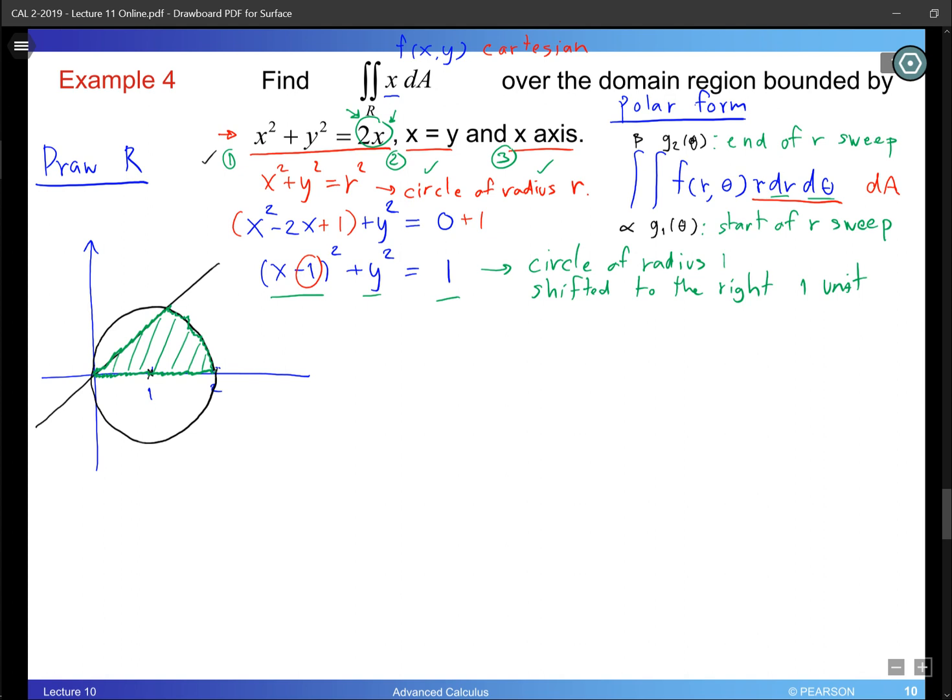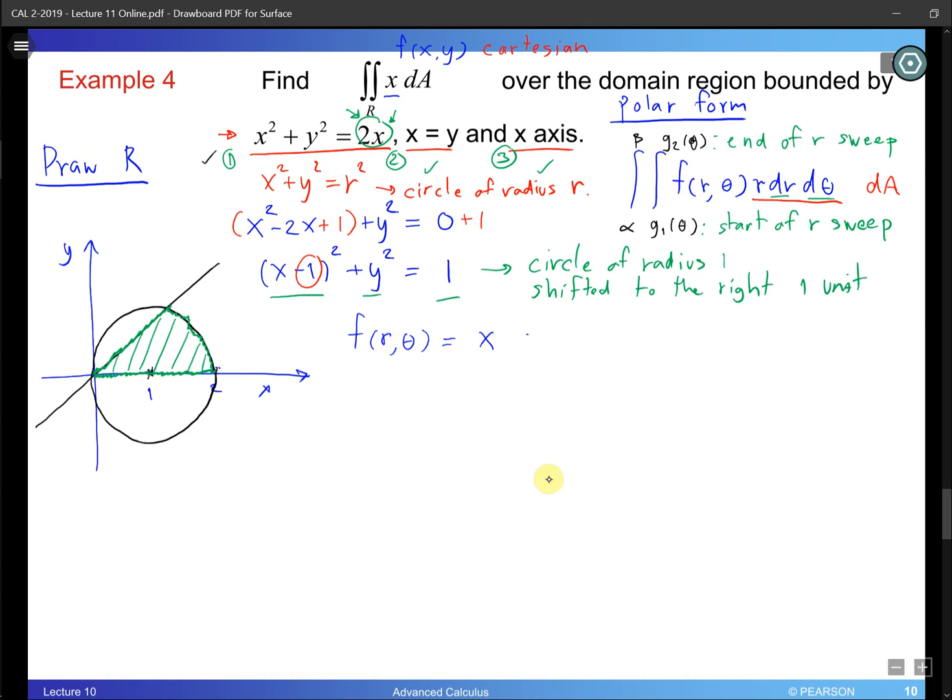Okay, so with this in our hand, we can start to look for all these 5 terms in the formula: f, g1, g2, alpha, and beta. So let's put some labels here. So the first thing we are supposed to find is this function f in terms of radius and theta. But what is given to us is f equal to x. And we cannot use x just like this. We are supposed to change x from Cartesian form into polar form.